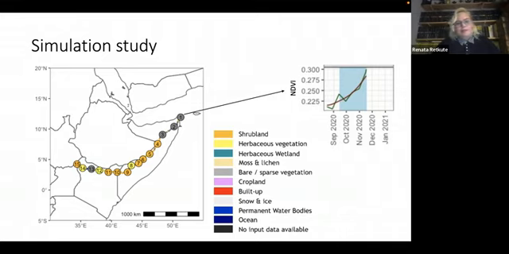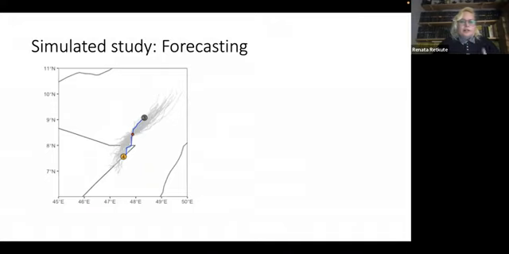And in this particular pathway of locusts, you can see that they mostly have been in shrubland or bare and sparse vegetation, and not much of the cropland has been visited. So I also can simulate forecasting in my simulation, just mimicking what would actually be happening on the ground.